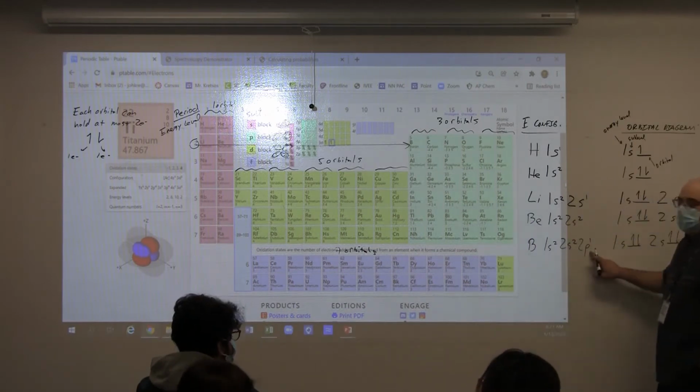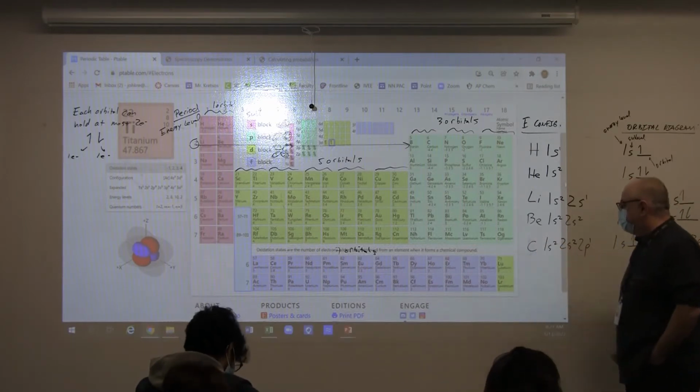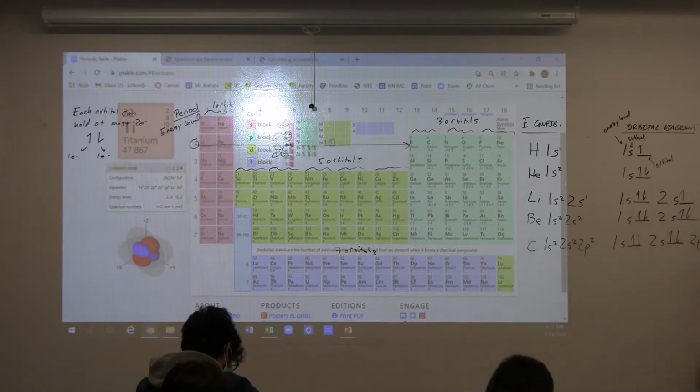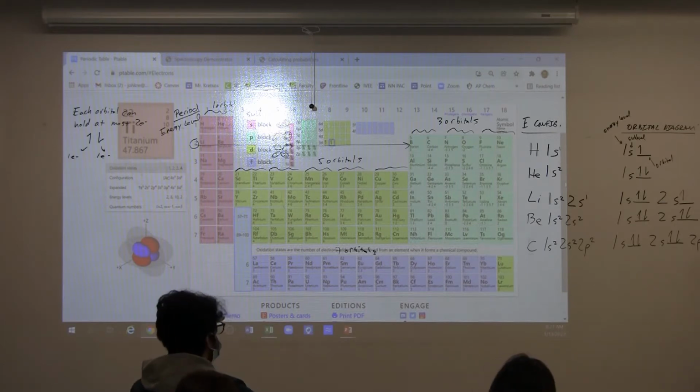Okay, now, after boron, we go to carbon. But now the last kind of quantum rule that we have to understand pops in. Because look at what's going to happen next. We have a couple choices here. The second electron in this region can either pair up with this one or take its own. What do you think is going to happen?